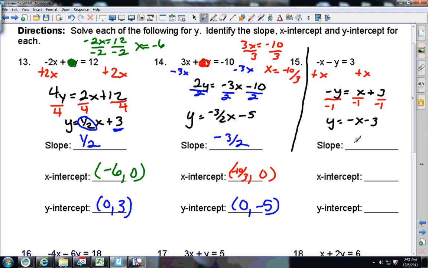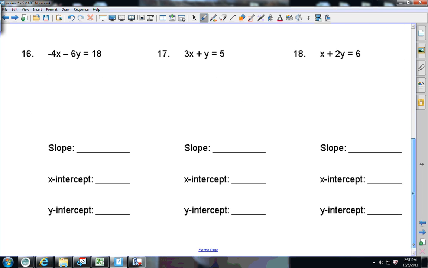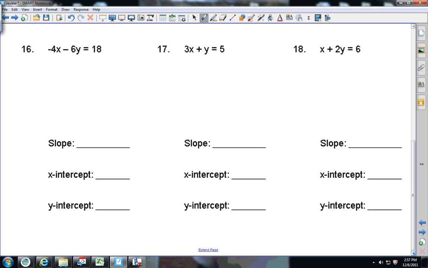My slope is negative 1. My y-intercept is 0, negative 3. My x-intercept, cover up the y, negative x equals 3. Well, x cannot be negative, so if I change it to positive, I have to change the other. So you should have gotten negative 3, 0. Let's move down. Try the next 3. You can pause the video each time before I do one and see if you can come up with the same answer.